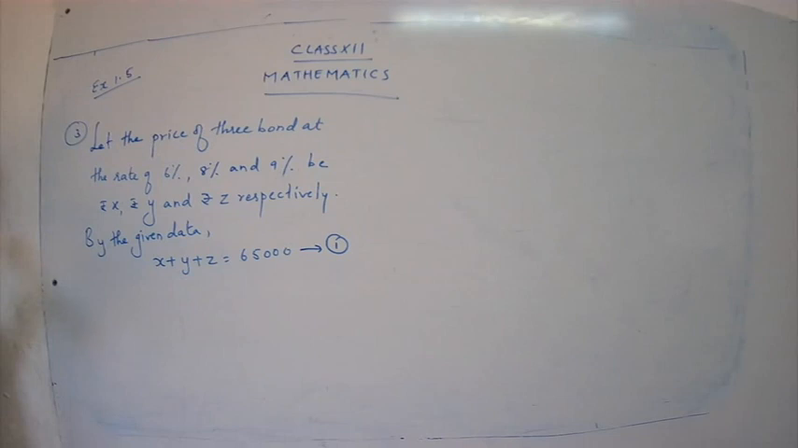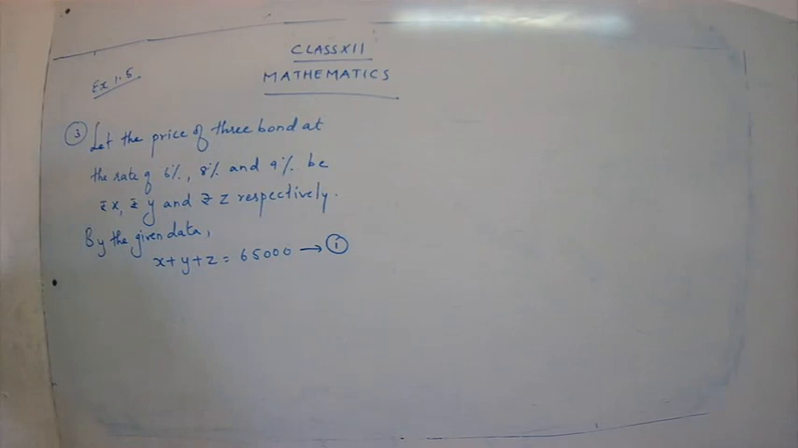Is it clear? I hope you are following the sums along with me. Do the sums along with me children. Okay. Now let's go for the next thing. The total annual income is rupees 4,800.